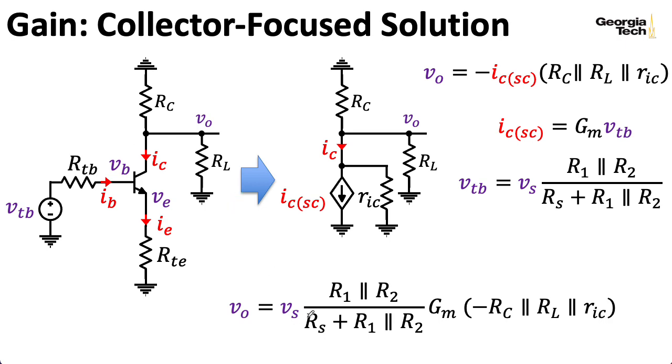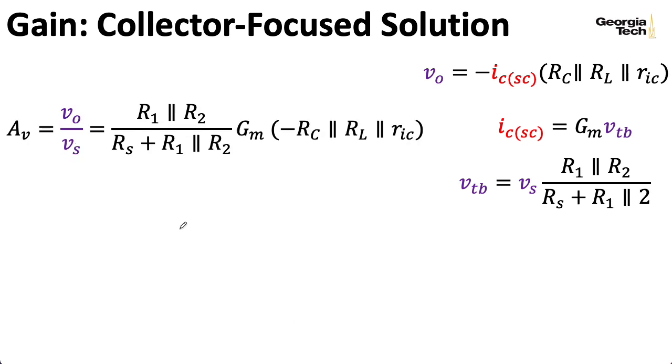So to formally write the gain, let me divide both sides of the expression here by VS. And I'll say that the voltage gain AV is VO over VS, and it's given by this algebraic expression here. All right, so we could stop there as far as talking about this particular solution goes.